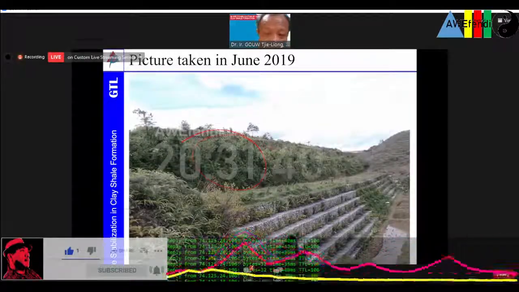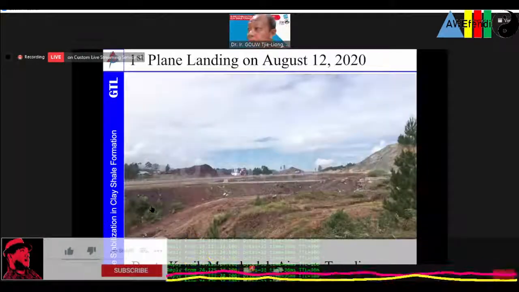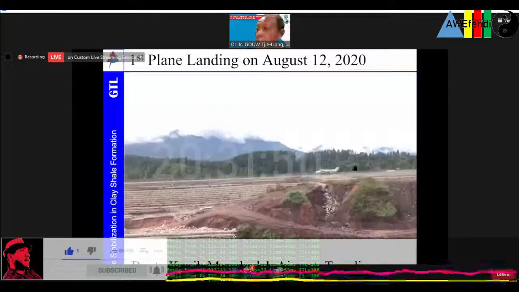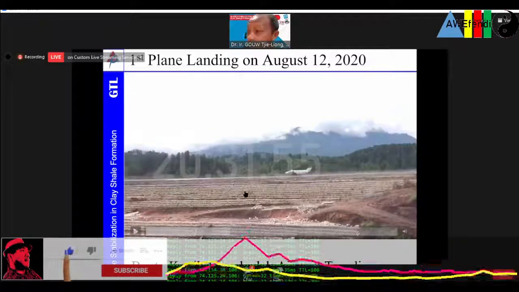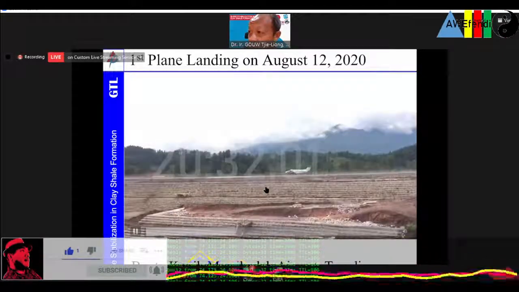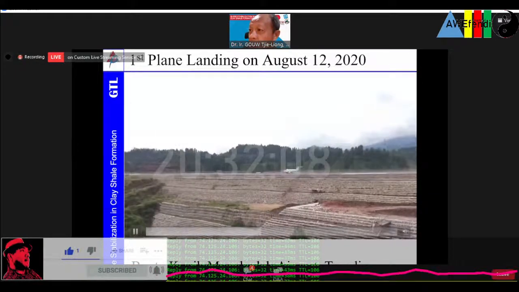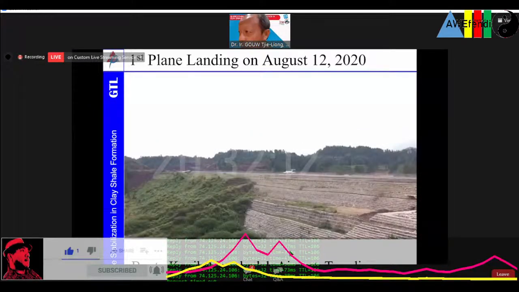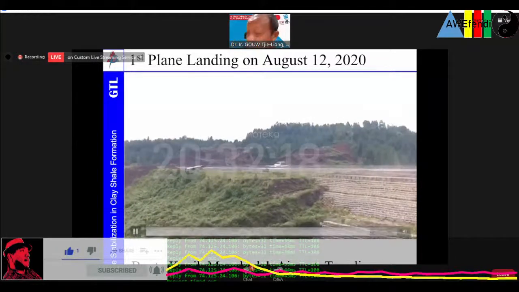Now, when the first plane landed, you see over here, this is the first plane landing, in August 2018. Let me pause here. You see over here, this is the slope, the retaining wall, the synthetic retaining wall. This is the highest one. That part is the highest area, when the first plane landed in August 2018.